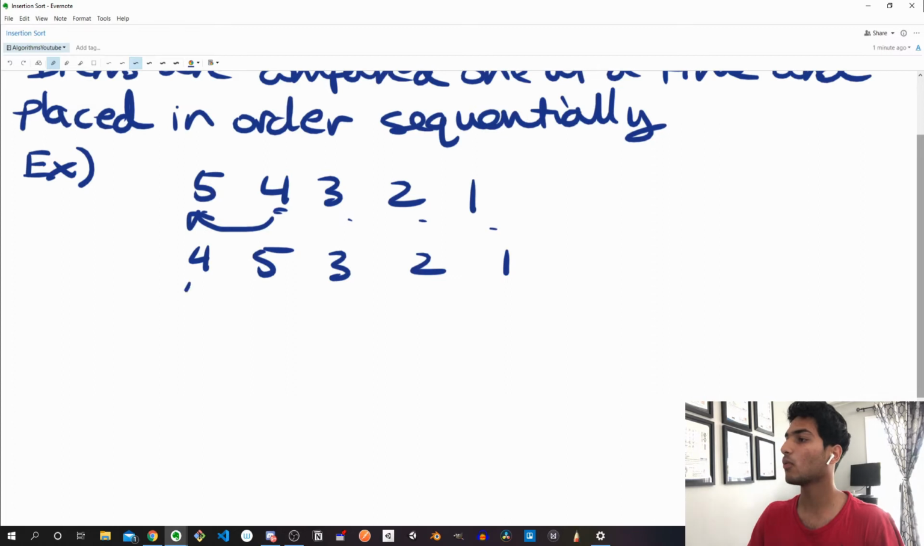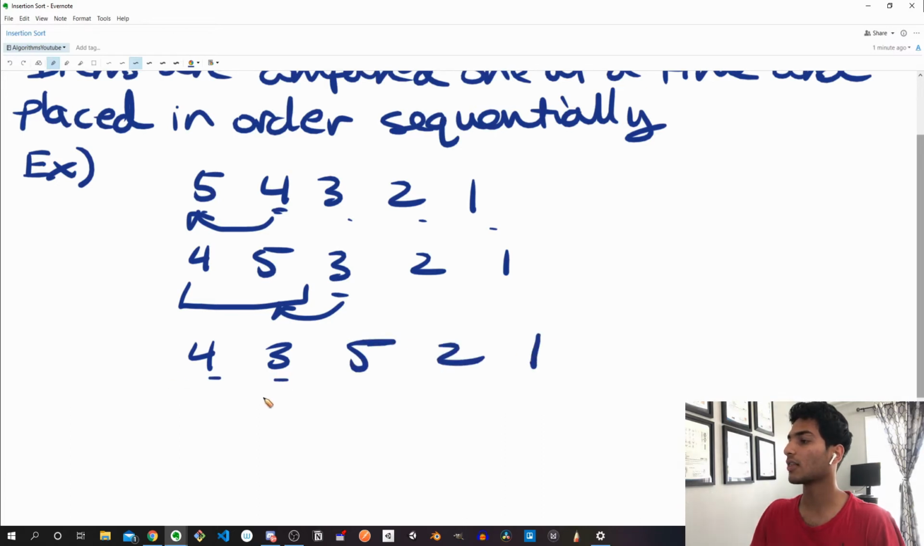Right, so at this point, we know that the first two elements of the array are 100% sorted, and we can rely on that in the future as we compare more and more elements further down the array. Now that we've looked at the number 4 and moved it as far as we possibly could, we look at the number 3. The number 3 is less than the number 5, so we move that over. So we get 4, 3, 5, 2, and 1.